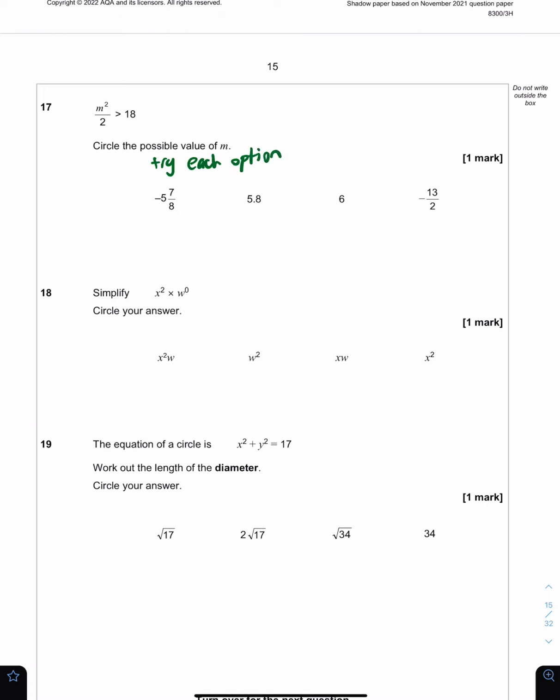So let's do it. So I've got minus 5 7/8 squared over 2. This is just, you can do stuff like this. So that is what I'm going to do. And that gives us 17.25... So that's smaller, so it doesn't work. Okay. Let's try the next value.